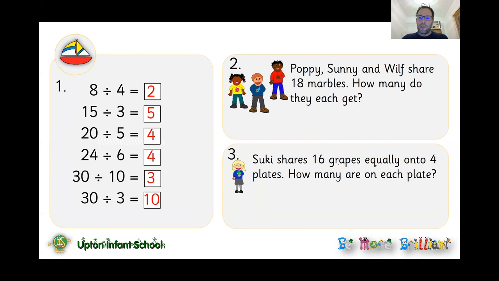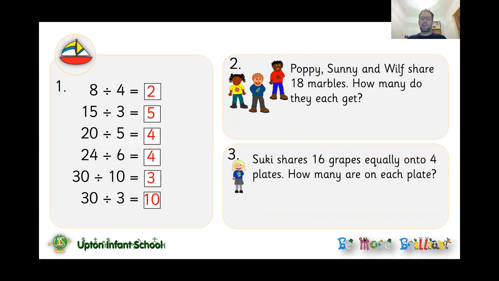If you were a super duper clever clogs, you might have thought, 30 divided by 10 is 3. And I can see that if I do 30 divided by 3, well, it's the same, but we're swapping our numbers round. 30 divided by 3 is 10. Maybe you spotted that. Well done if you did. So on to question 2.